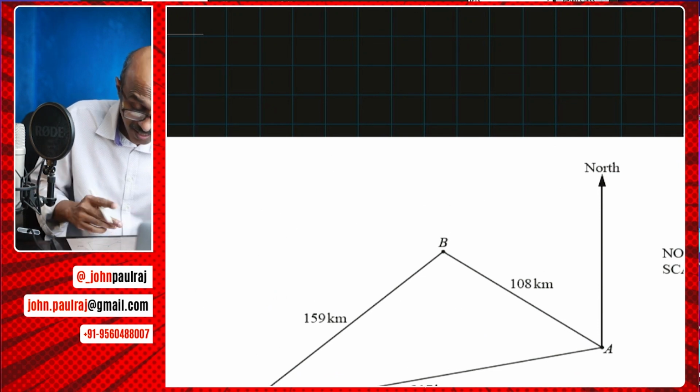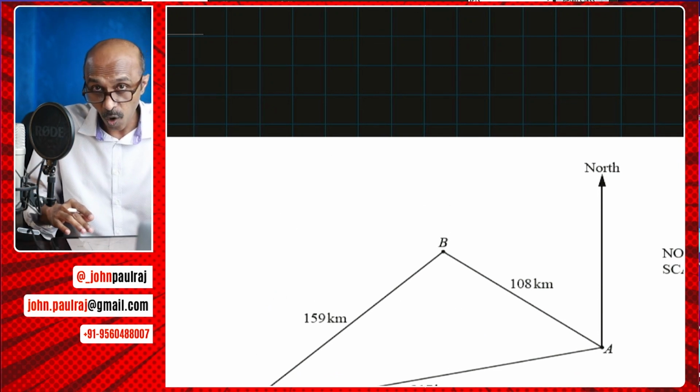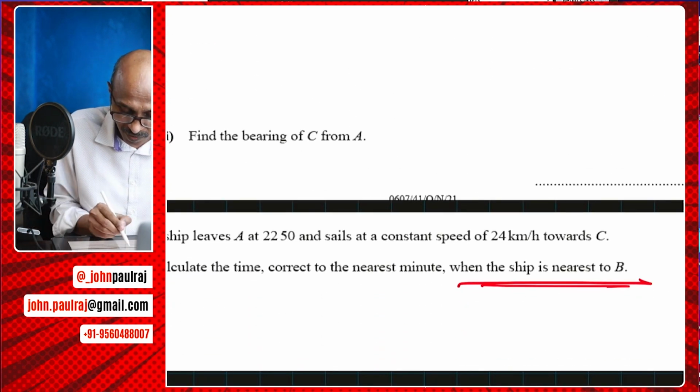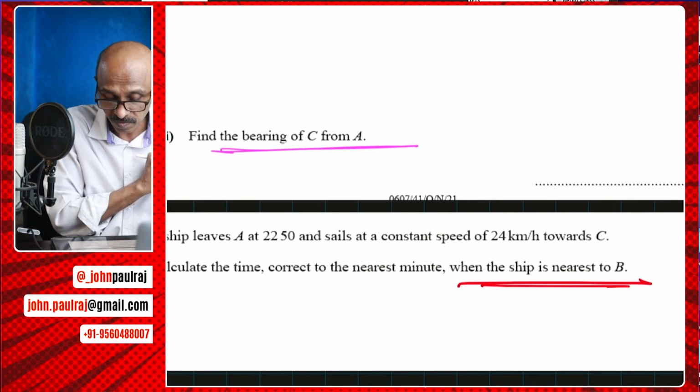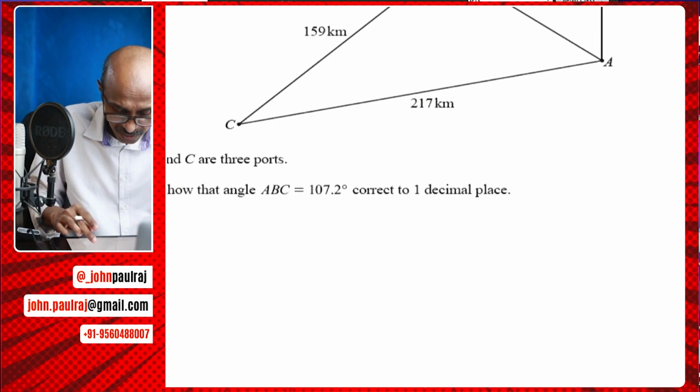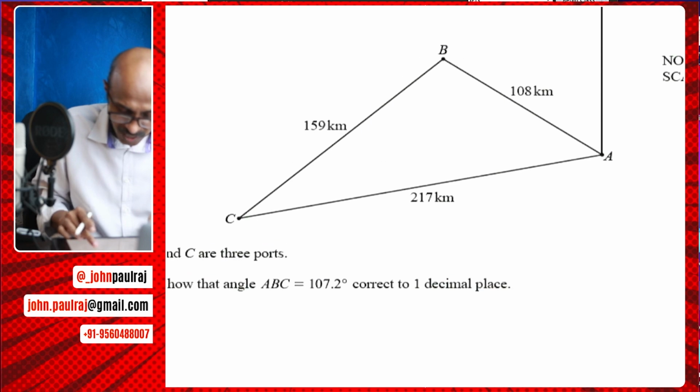But the template is the same whether it's a bearings question or a triangle question. In a bearings question, you might have to find something related to the bearing also. If they've given a certain bearing, you may have to find another bearing. But the template is the same. To find the angle ABC, you're using cosine rule.